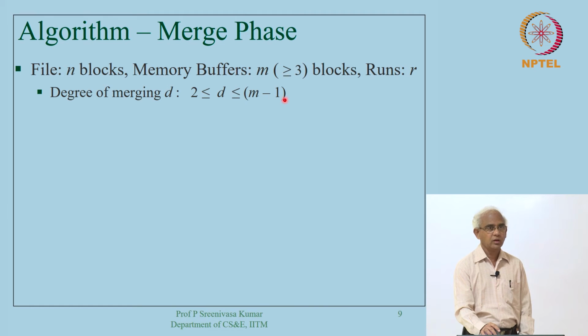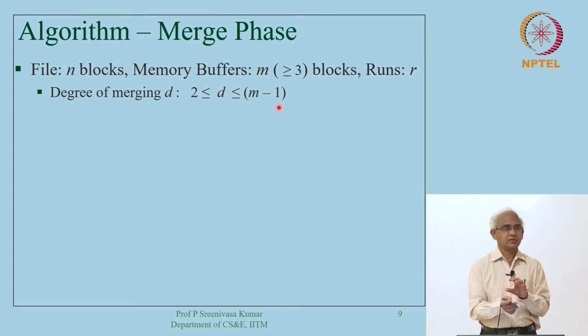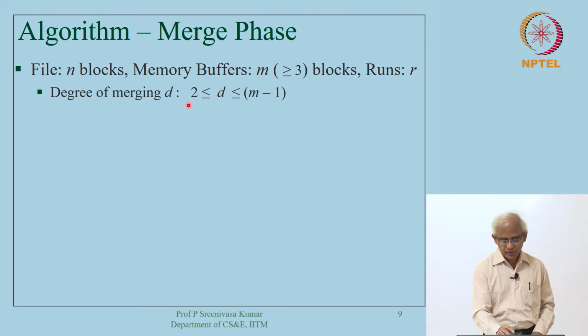Why minus 1? Because we have to keep the result somewhere. After we merge, we get the result, right. So, we have to keep the result somewhere. So, we allocate one block of memory for that, and the remaining entire space we can afford to use for merging purpose. So, that is the essential idea. That is why we can actually do a d-way merging.